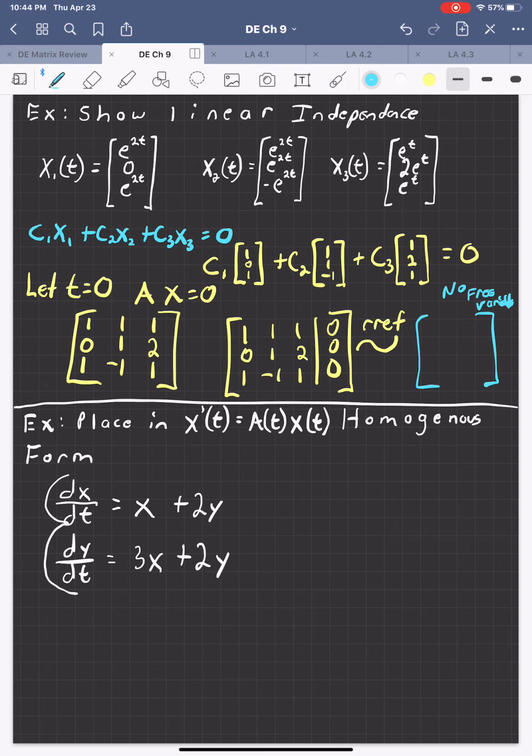In other words, there's a pivot in all positions here. If you have three equations, three rows, at most you can have is three pivots. And if you have three pivots, then you have a matrix with no free variables, and that basically tells us that the only way you can get this to equal 0 is if you choose all zeros as your scalars.